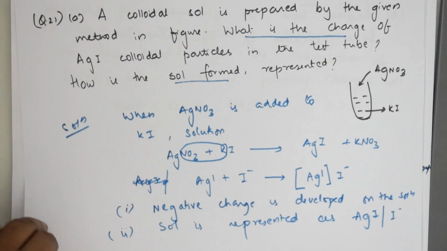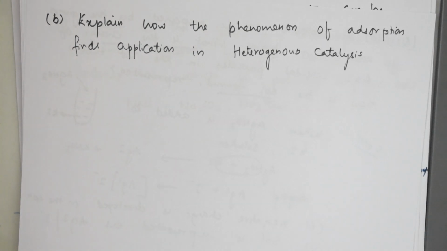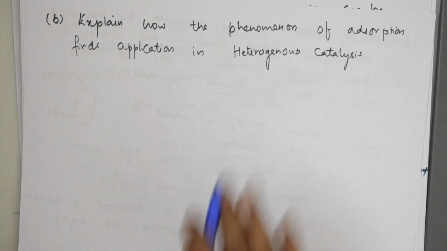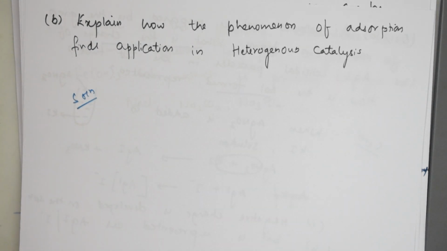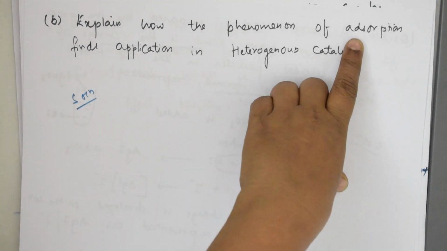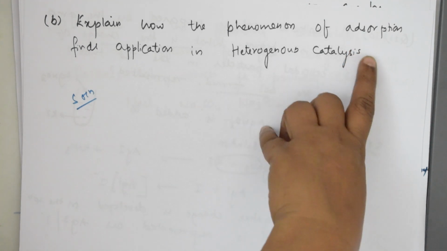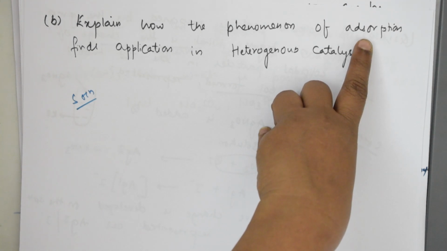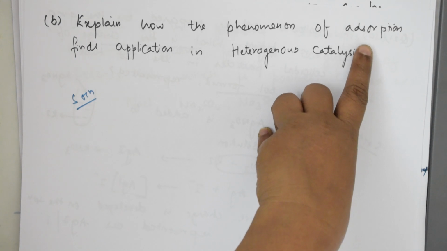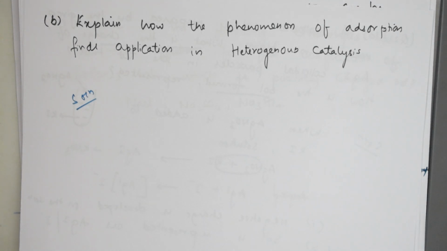Now let's see the second part of the 21st question. Explain how the phenomenon of adsorption finds application in heterogeneous catalysis. They are asking how the adsorption phenomenon is applied. Adsorption is a surface phenomenon. Suppose there is a duster with chalk dust on it, that is adsorption. Whenever reactants are on the surface of a catalyst, it increases the rate of the reaction. Let's see what it is.